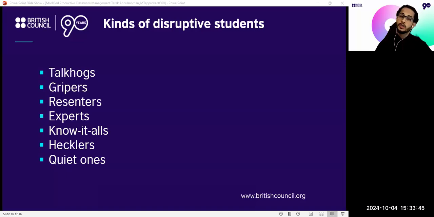So I will not tell you the solution for this student, the talk hog, because we mentioned all the solutions first. You can use all the tips that we mentioned earlier: setting the rules, inviting the students to be part of these rules, grading your language. All these things help to control the talk hog's activity inside the classroom.